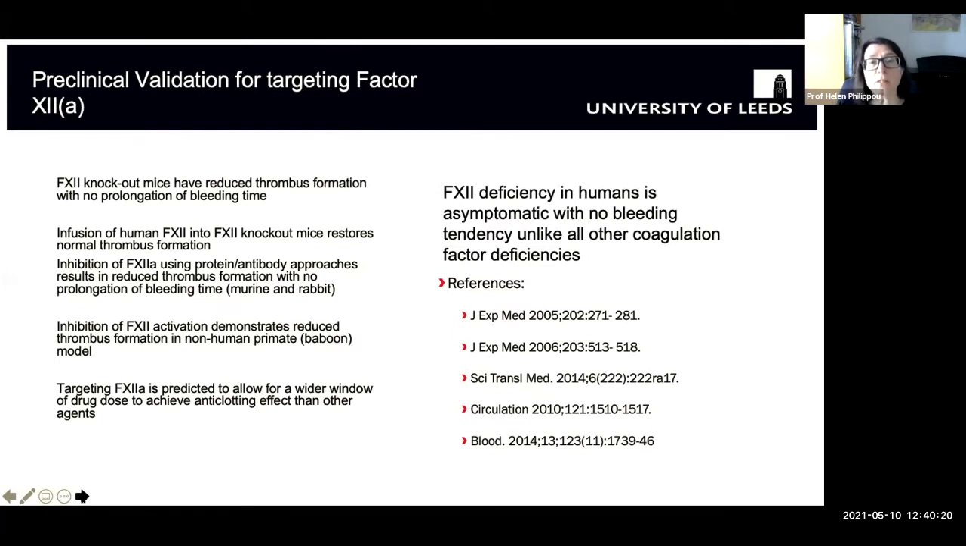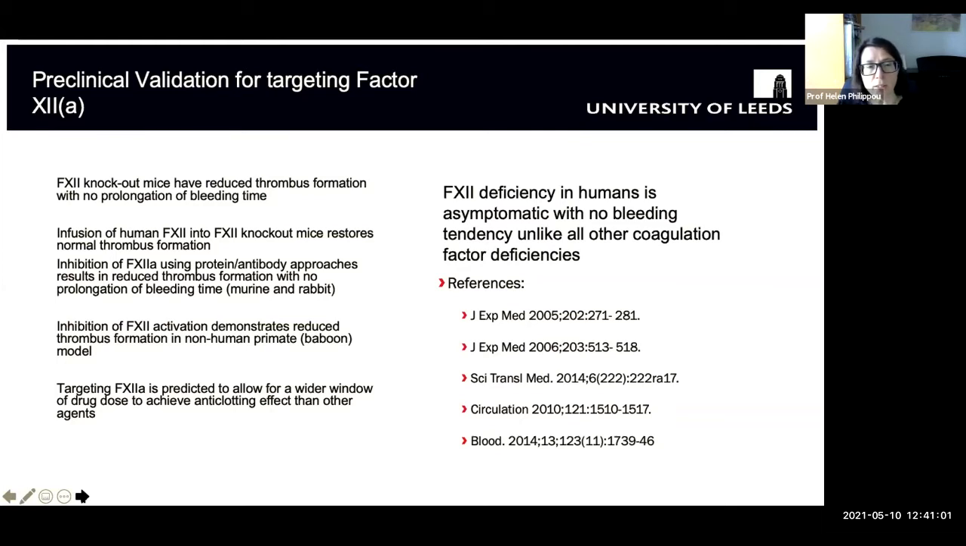So what about the preclinical validation for targeting activated factor 12? So as I just showed, factor 12 knockout mice have reduced thrombus formation with no prolongation of bleeding. And if you infuse factor 12 back into those knockout mice, you can restore the thrombus formation, suggesting that it is as a result of factor 12. And if you inhibit activated factor 12 with antibody or protein approaches, again, you see reduced thrombus formation with no prolongation of bleeding time in various animal models. And if you inhibit factor 12 activation in a baboon model, you also see reduced thrombus formation.